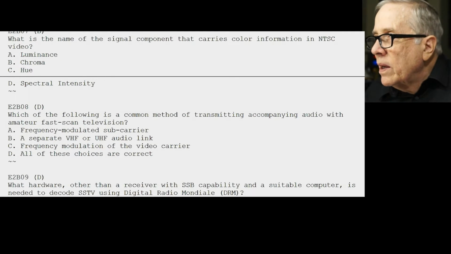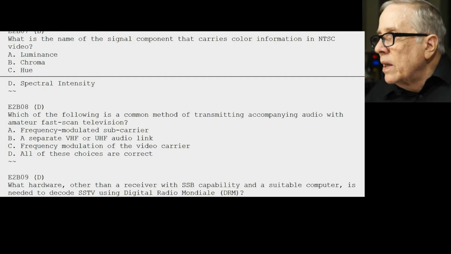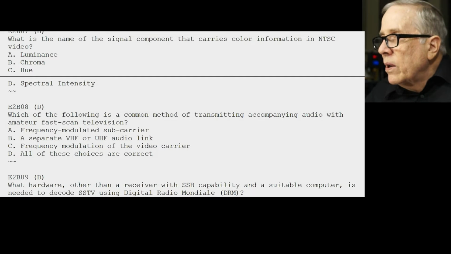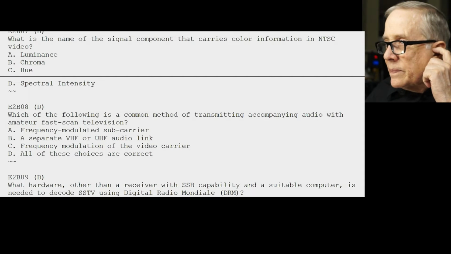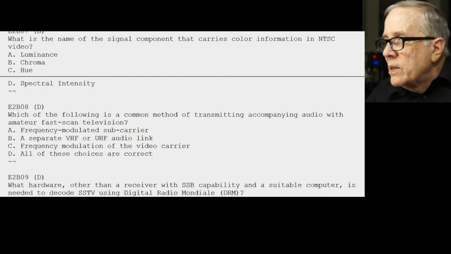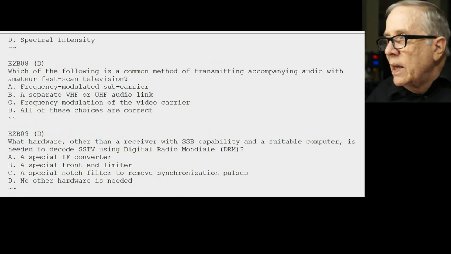E2B08. Which of the following is a common method of transmitting accompanying audio with an amateur fast-scan television? The answer is D. It's basically everything, frequency modulation and on UHF and VHF links.